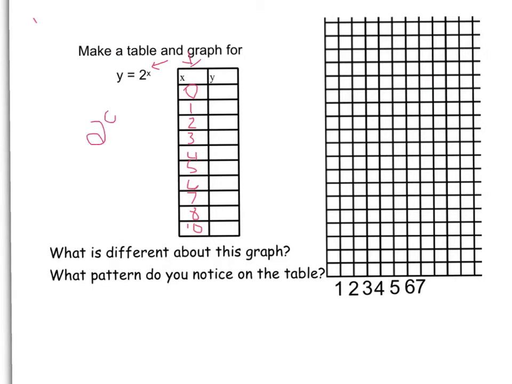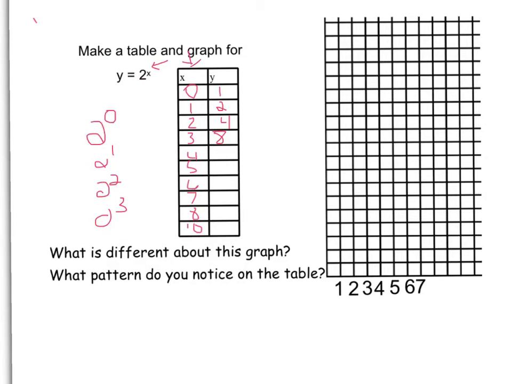So 2 to the 0 power, you've actually done this in the beginning of this unit. 2 to the 0 power is 1. 2 to the first power is 2. 2 to the second power is 4. 2 to the third power is 8, etc., etc. So please pause. Take a moment to finish the table.